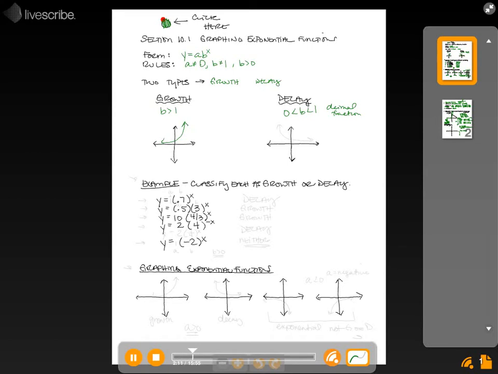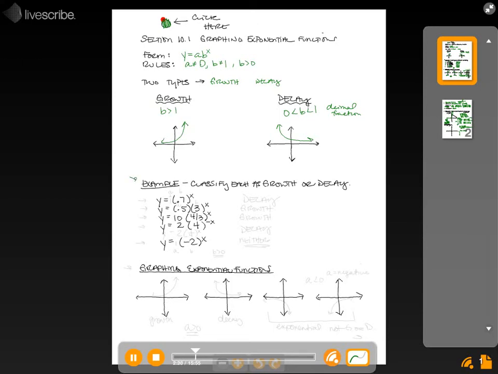Now our decay graph looks like this. It goes the opposite. As it goes to the right, the values get smaller because it's decaying. So we start out with a large value, and as we go to the right, as it continues in time or whatever we're talking about, those values get smaller.